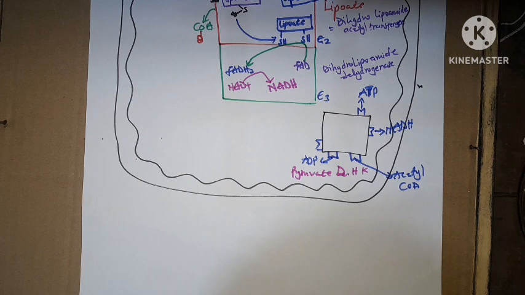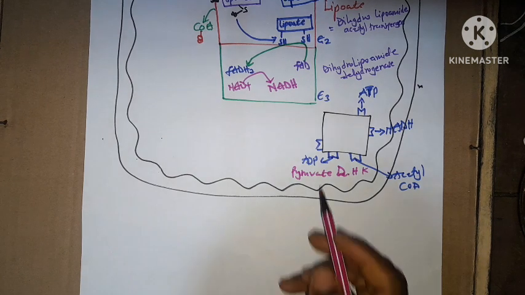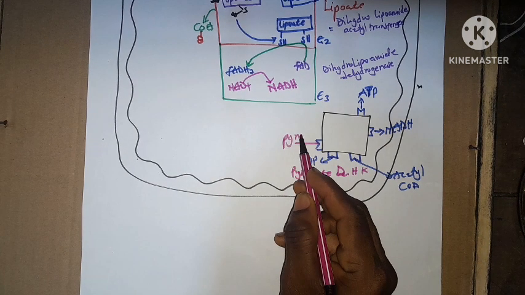And the next one is pyruvate. Pyruvate will always want to convert to acetyl-CoA. So pyruvate will inhibit this enzyme. It will inhibit pyruvate dehydrogenase kinase enzyme, so that it cannot phosphorylate enzyme 1, in order for pyruvate to be able to convert to acetyl-CoA.